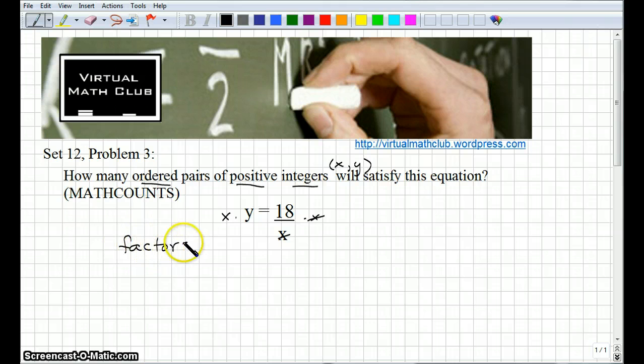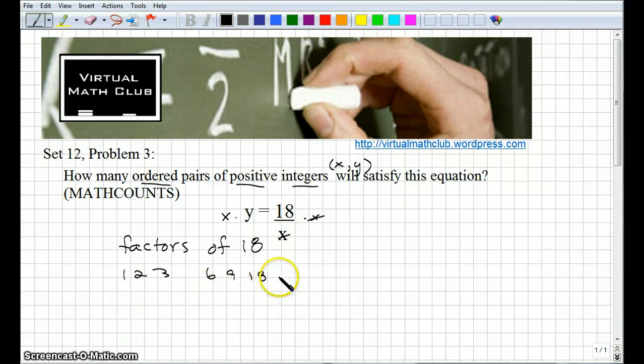Factors of 18. Now, it's really not too bad to list all the factors of 18 and count them. We can do that pretty easily. We have 1 and 18, we have 2 and 9, we'd have 3 and 6, and it looks like that's it, right?